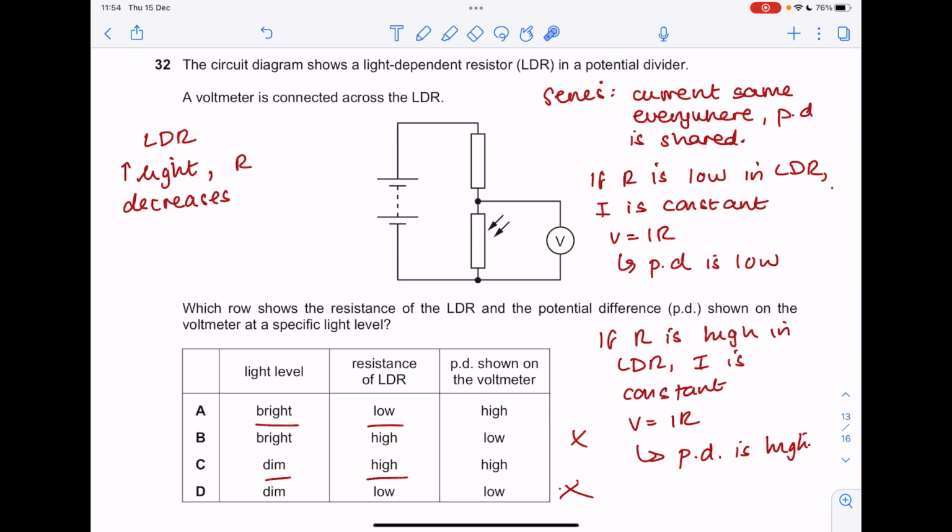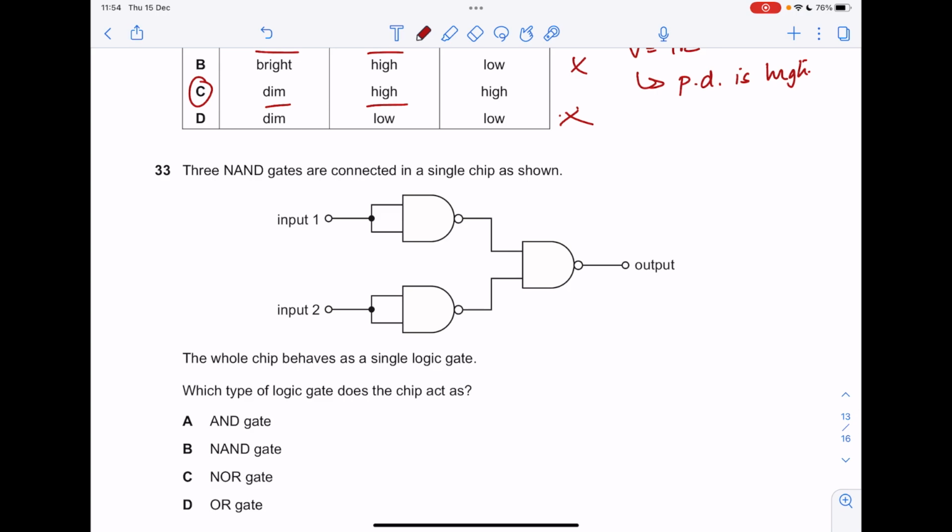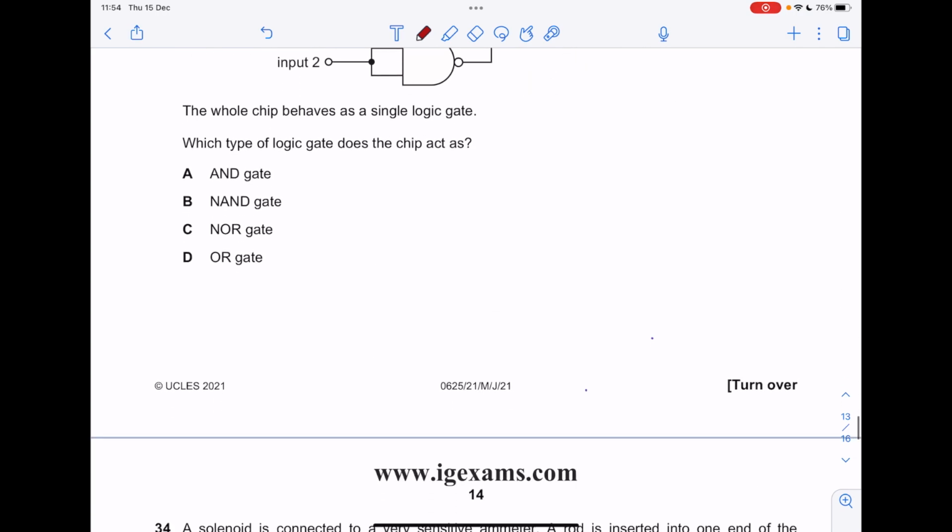And so if we follow this along, we know that the dim light levels meant that there was a high resistance in the LDR, and therefore we've just worked out that the potential difference would also be high. So the answer here is C. Logic gates are no longer part of the new specification, so we'll skip over that one.